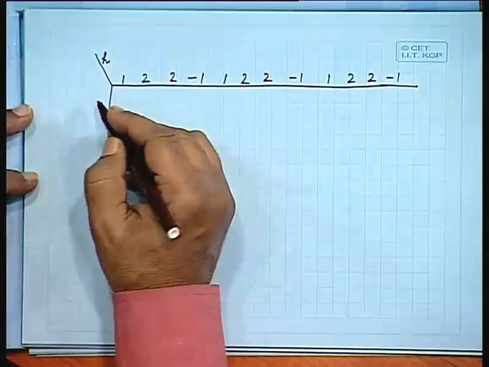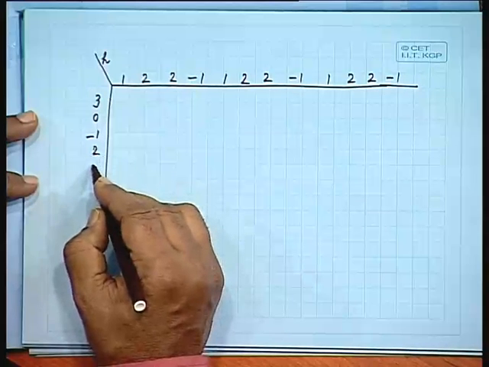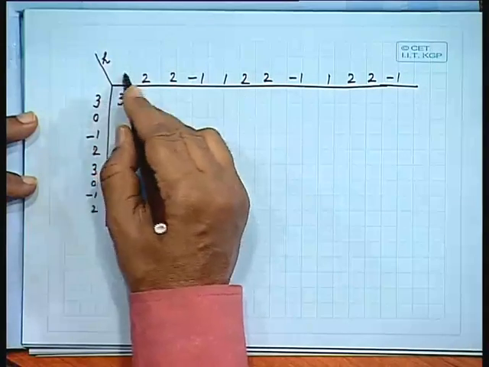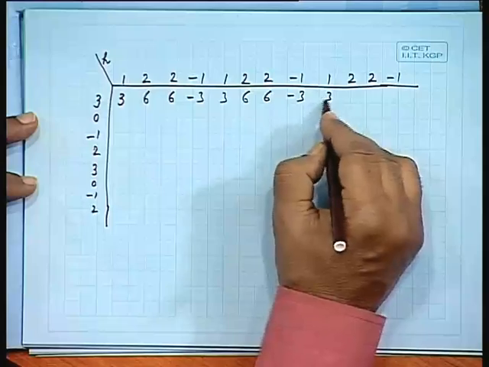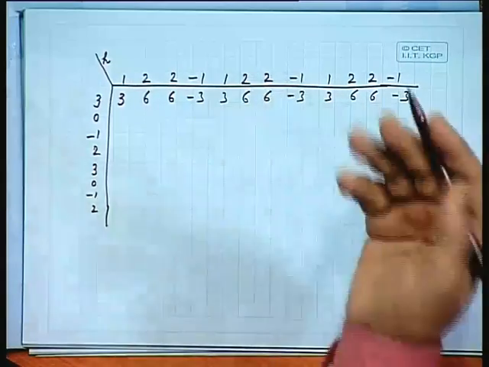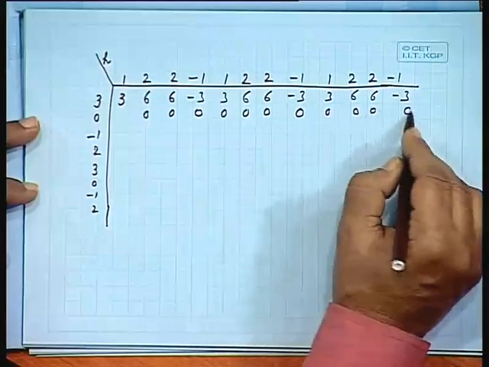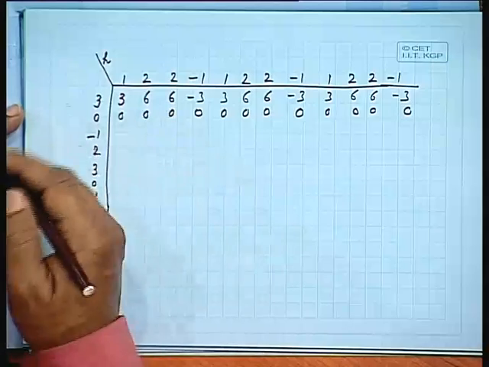I keep on repeating it because I can keep on moving it, see the effect. I keep on moving it and then this one is 3, 0, minus 1, 2. I may repeat 3, 0, minus 1, 2 and so on. So, this gives me 3 ones are 3, 6, 6, minus 3, 3, 6, 6 minus 3, and so on. I can keep on repeating it. Then next are all 0s. Since it is going on, it can go on this side also, so this side also I can fill up with zeros.